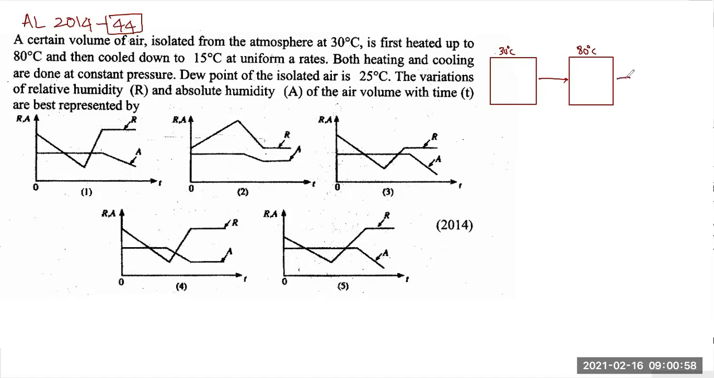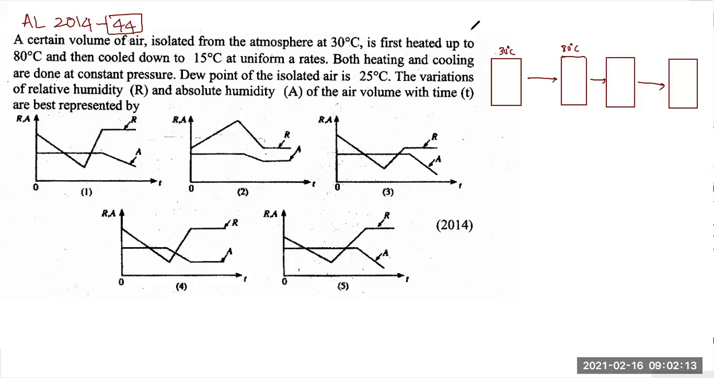Now I'm going to break this into two parts. From 30, the system is heated to 80. From 80, the system is cooled down to 15. But remember, both heating and cooling are done at constant pressure. The dew point of this isolated air is 25 degrees Celsius. Therefore, when you cool down from 80 to 15 degrees Celsius, you are passing the dew point as well. Don't forget that.